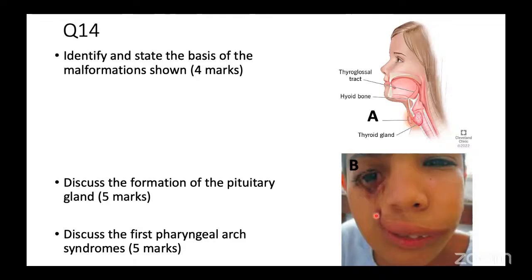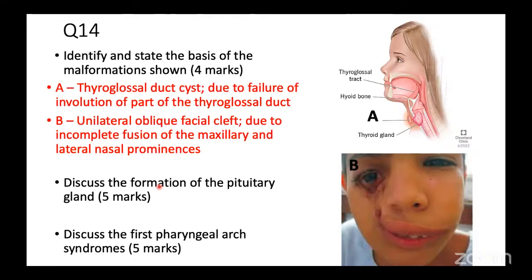As for B, you have this defect here. This is called an oblique facial cleft, and it's a result of failure of fusion of the maxillary process, which is in the midline here, and your lateral nasal processes, which form the lateral side here. All right. So this is unilateral. Okay, it's only on one side. It could also be bilateral.